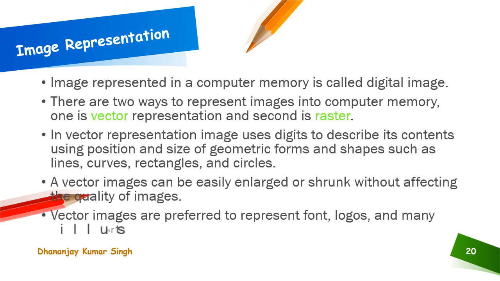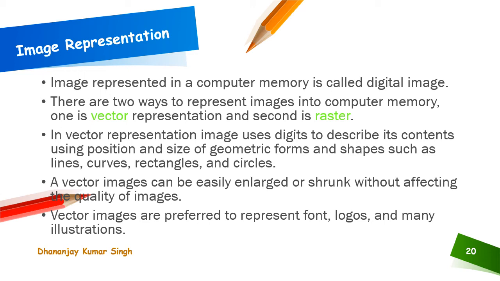In vector representation, an image uses digits, meaning 0 and 1, to describe its contents using the position and size of geometric forms and shapes such as lines, curves, rectangles and circles. To represent images in computer memory, we use two methods: one is vector, another is raster.